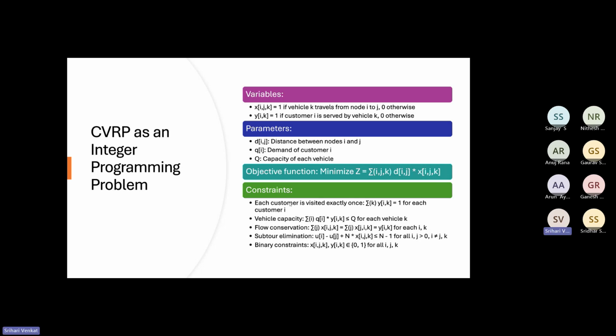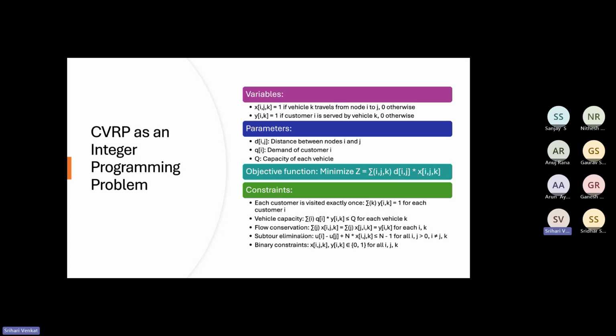So what are the constraints here? The first constraint is that each customer is visited exactly once: summation over k of y_ik equals 1 for each customer i. Then the vehicle capacity: q_i is the demand at each location, and the summation of the demand multiplied by y_ik should be less than Q. If it is not less than Q, then the vehicle will not be able to satisfy that load.